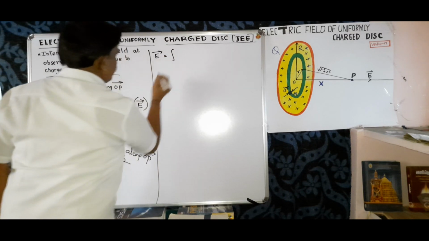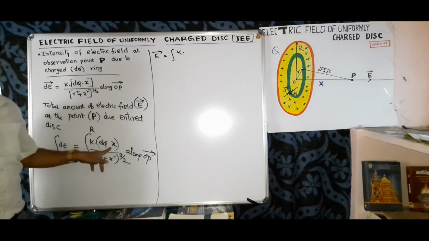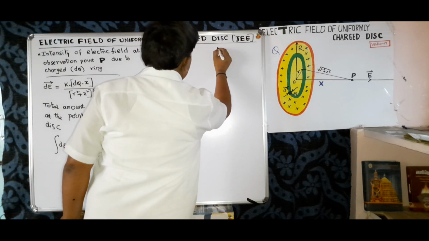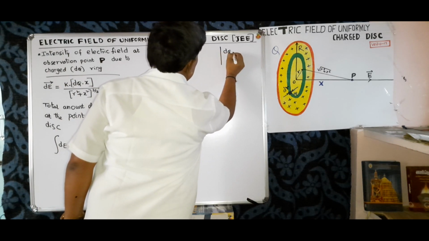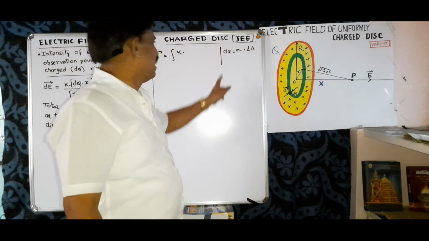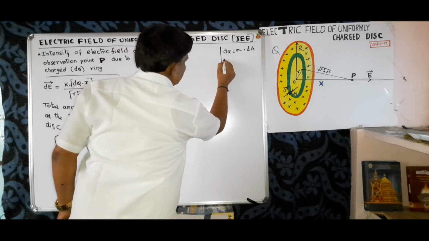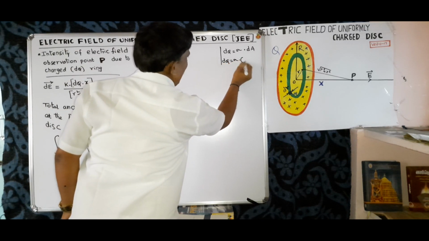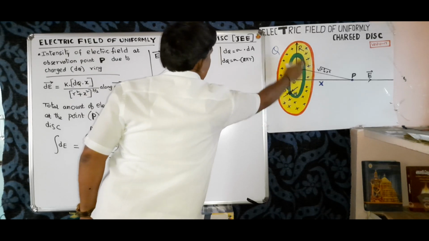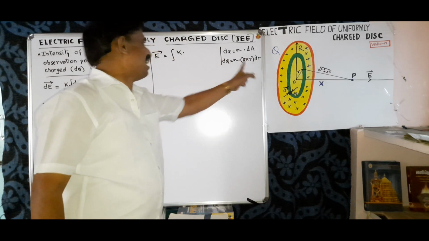the integral of K dQ, where dQ is the small amount of charge present on the ring. Already we got dQ is equal to sigma into dA, right from the start. dQ is equal to sigma into area, length into breadth. Length is 2 pi r. Breadth is dr. Now, this is the total value of dQ.